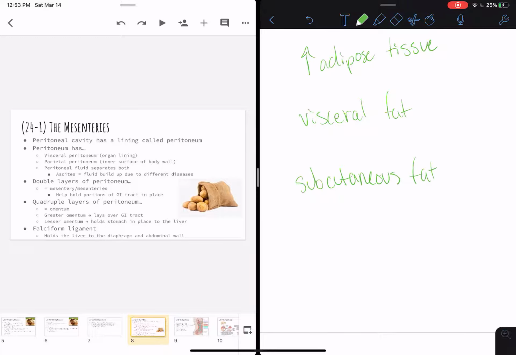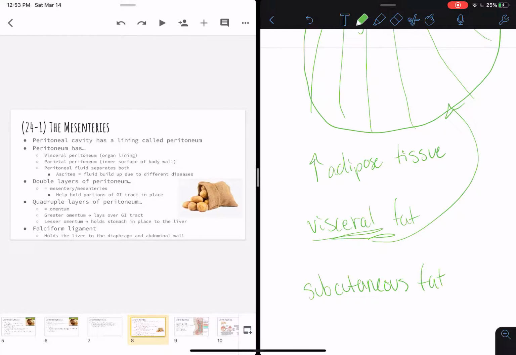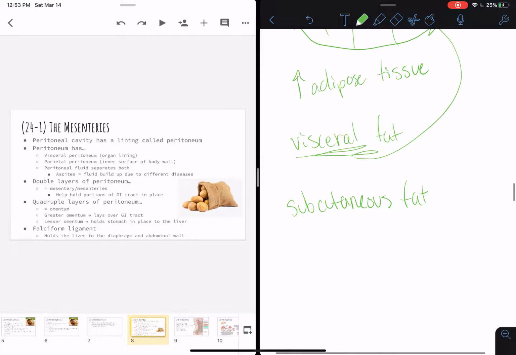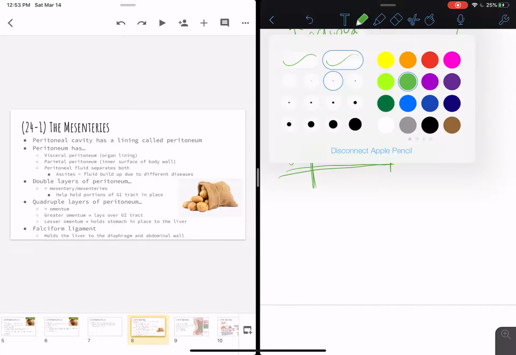So the visceral fat is actually the fat that exists in this omentum. So if you're packing on a little weight in this area, it might be visceral fat. Then there's also subcutaneous fat. So subcutaneous, sub meaning deep to the skin, cutaneous. And so this is fat that's actually sitting on top of the muscle.